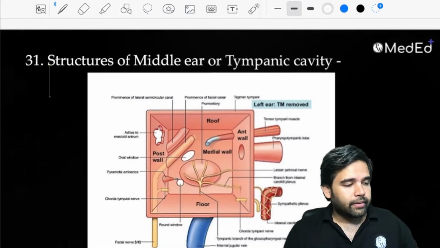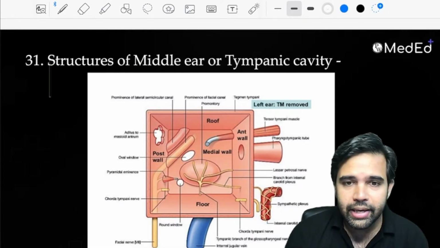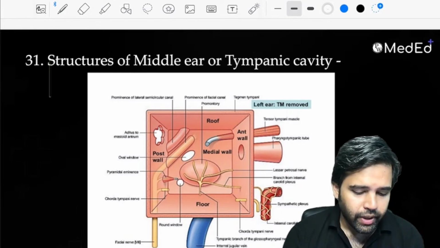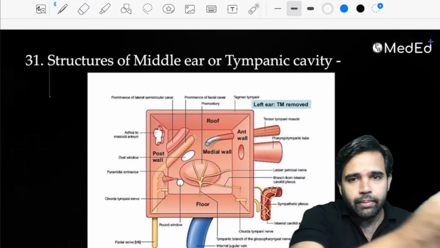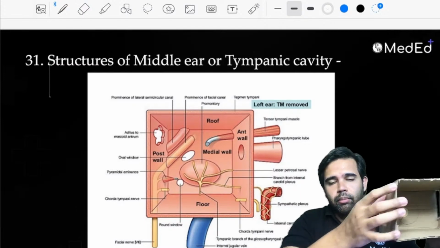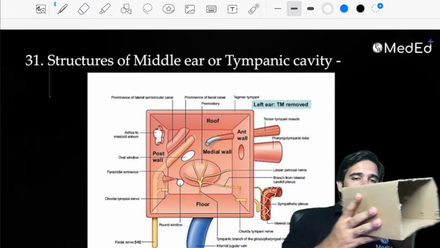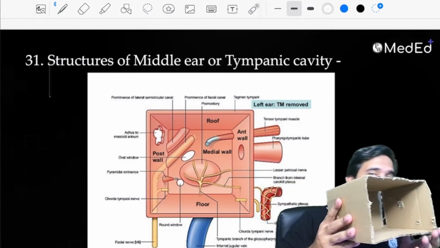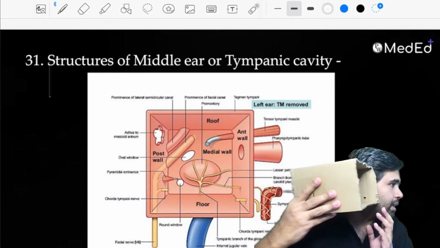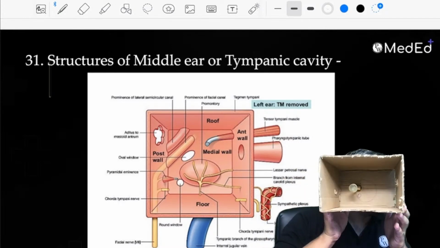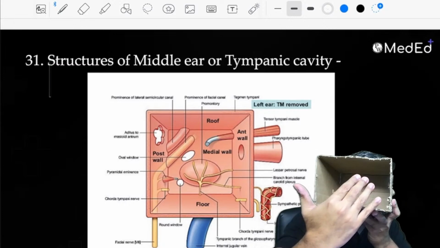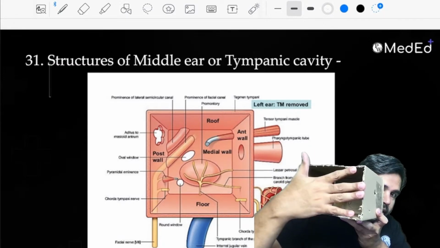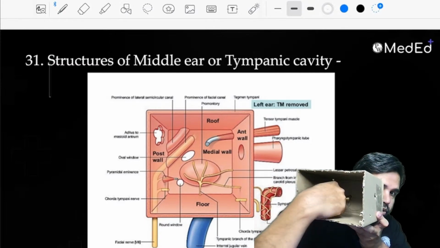All right. Now, structures of the middle ear cavity. This diagram you see everywhere. It's quite confusing. Let's take it in a simpler way by looking at this particular box-like structure. I am looking at this as the right ear. So when I'm taking the right ear, this is how it will be. This is the tympanic membrane, and what you're seeing over here is the posterior wall. The tympanic membrane is here, I have removed it, and this is the posterior wall.